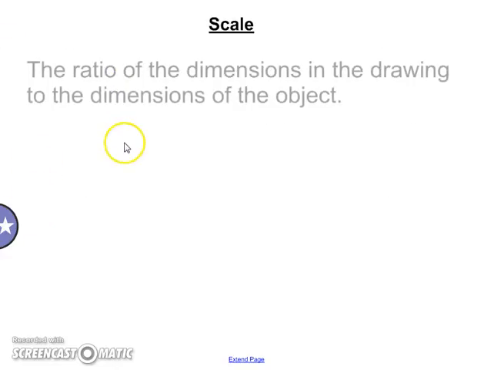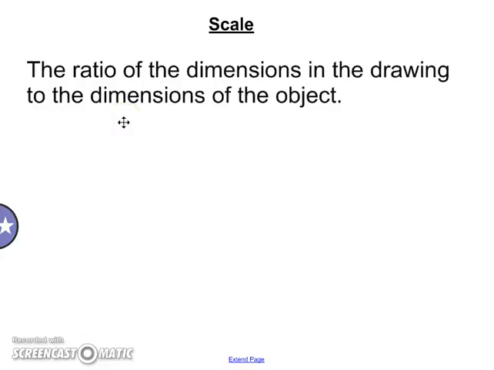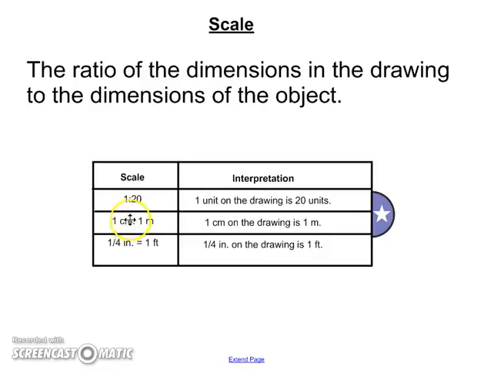So to do that, we have to have a scale, and the scale is a ratio, a fraction of the dimensions in the drawing to the dimensions of the object. So here are some examples. We might have a 1 to 20 scale, which tells us that 1 unit on the drawing is 20 units in reality. So if we have an inch here, that may be 20 inches in real life. Or 1 centimeter to 1 meter, so 1 centimeter on the paper represents 1 full meter in reality. Or 1/4 inch equals 1 foot, so a 1/4 inch on the drawing is equal to 1 foot in reality.